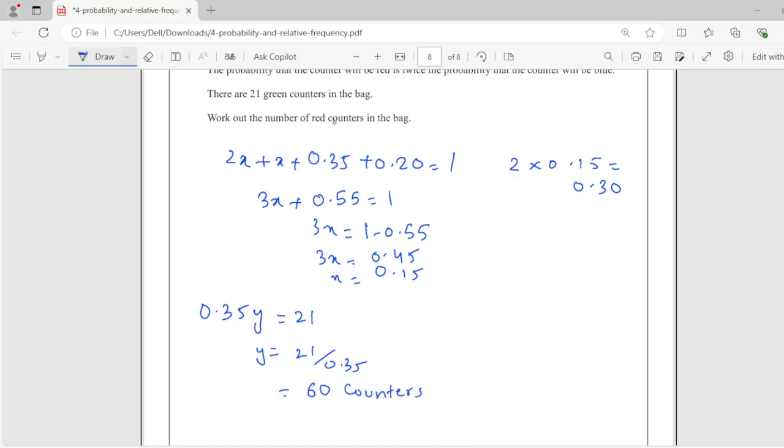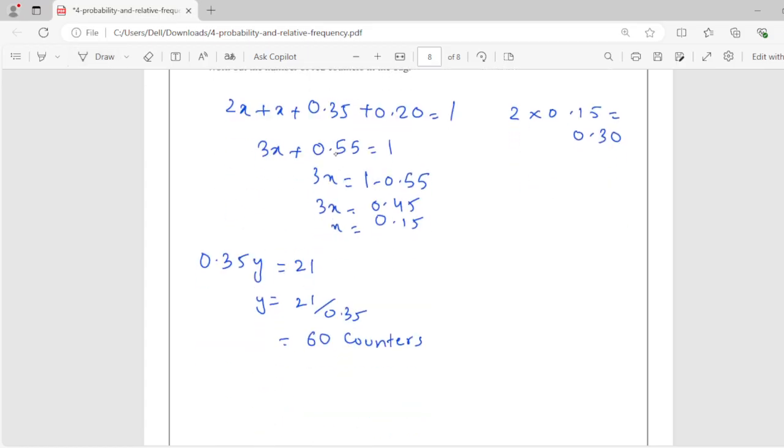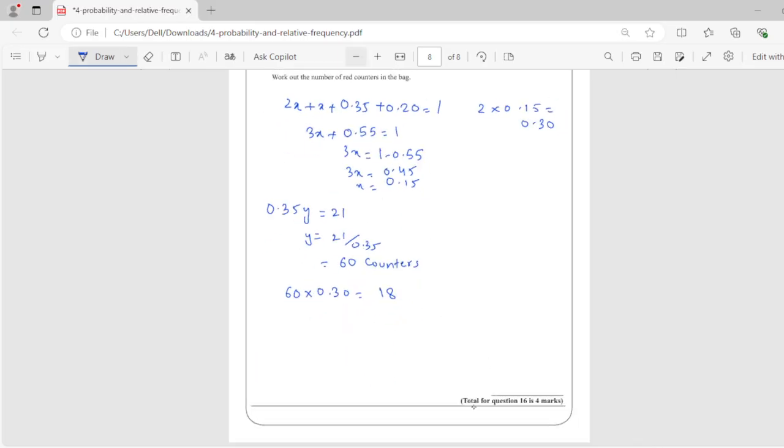And they're asking you to work out the number of red counters. The probability of getting red is 0.30. So 60 times 0.30 is 18. So there are 18 red counters in the bag.